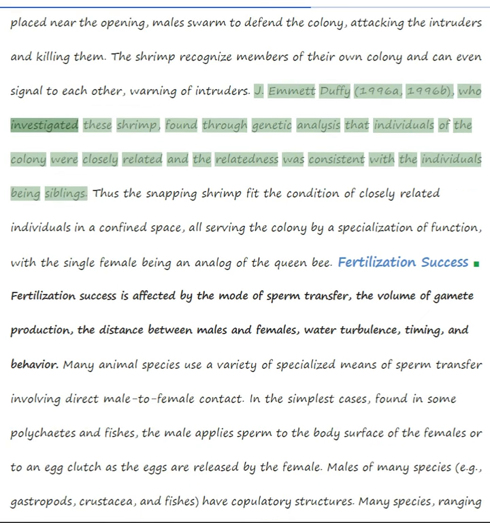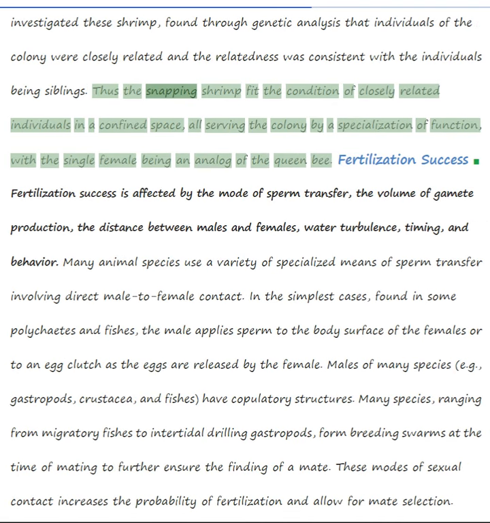J. Emmett Duffy, who investigated these shrimp, found through genetic analysis that individuals of the colony were closely related and the relatedness was consistent with the individuals being siblings. Thus the snapping shrimp fit the condition of closely related individuals in a confined space, all serving the colony by a specialization of function, with the single female being an analog of the queen bee.